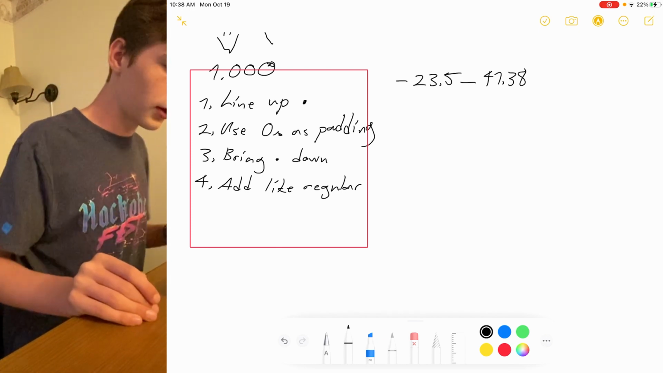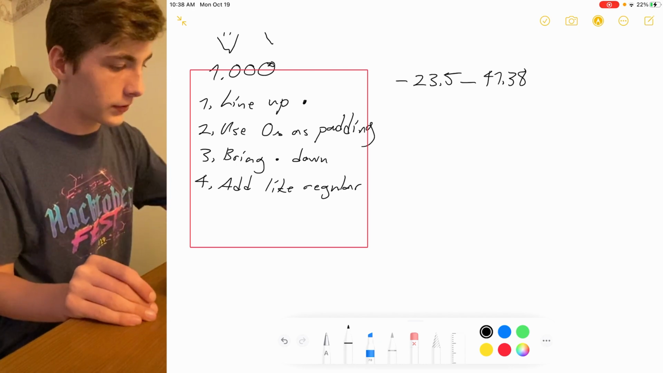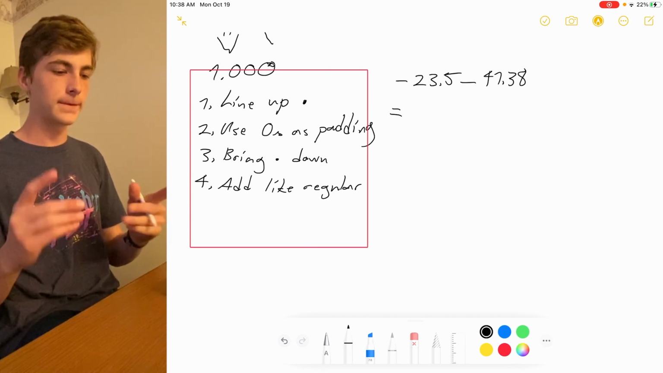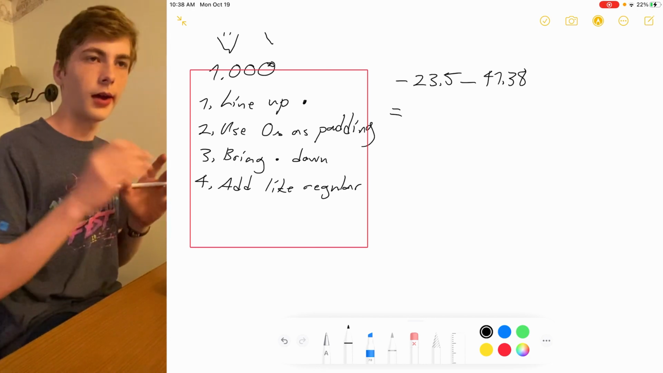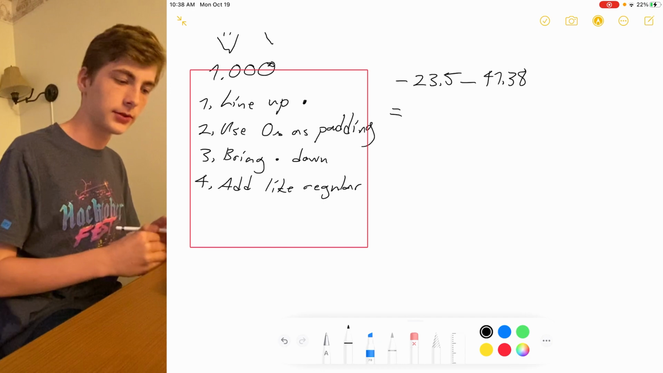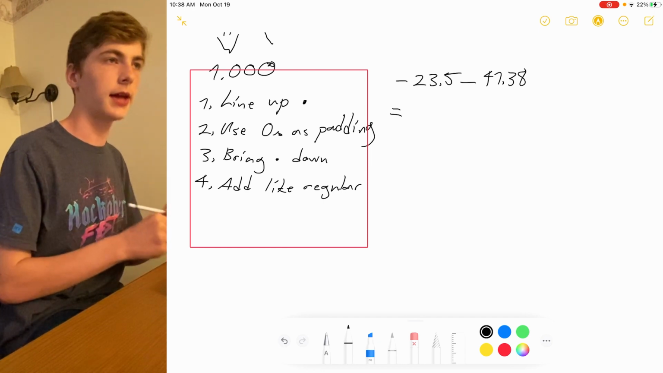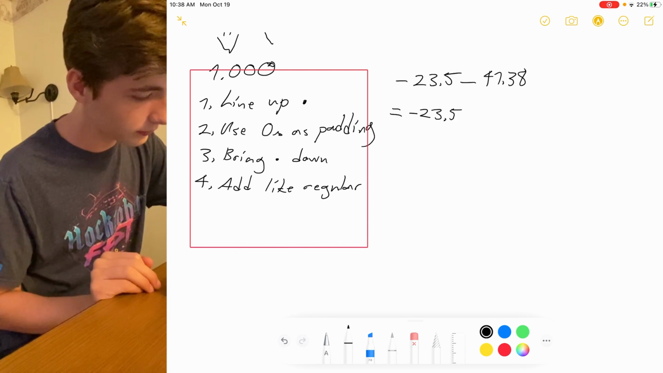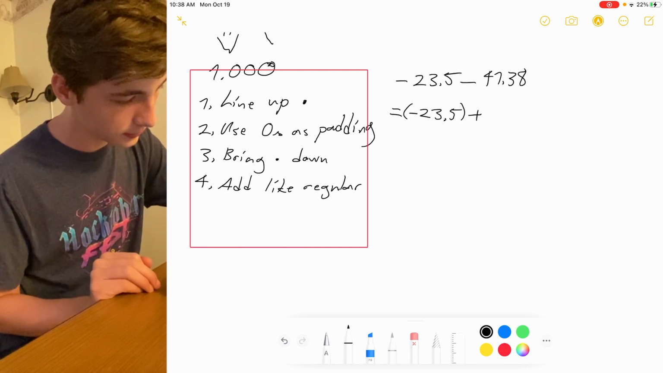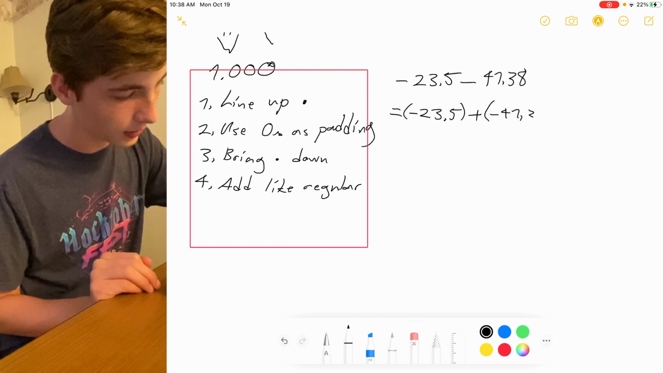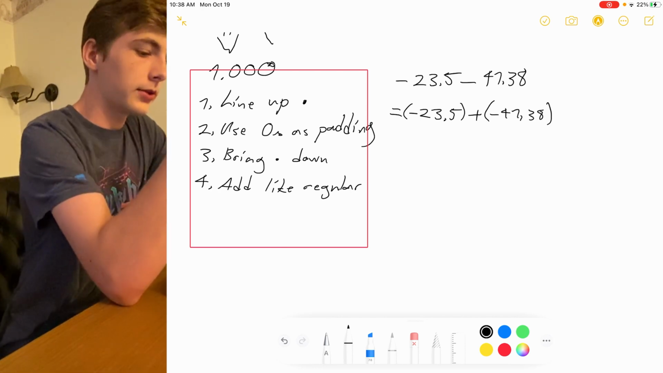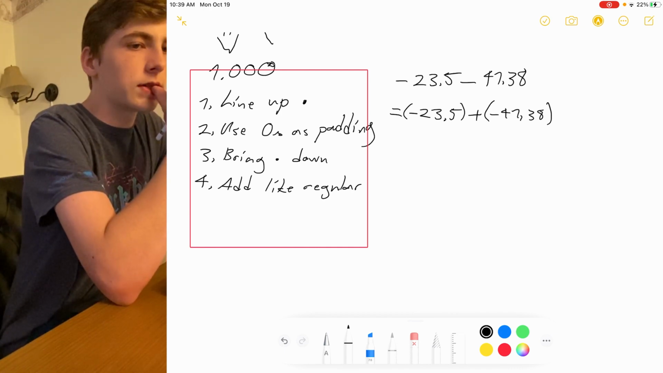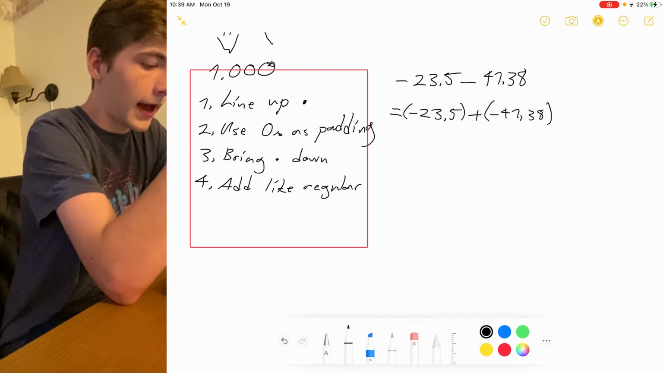And so it might be more useful if we just wrote it like this, okay? Because like I talked about in the integers video, subtracting a positive number is the same as adding a negative number, right? So if we say negative 23.5 plus a negative 41.38, right? So this is the same thing, we just turned it into an addition rather than a subtraction, and now we're actually just going to add these two numbers, right?